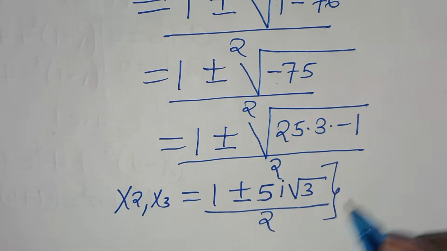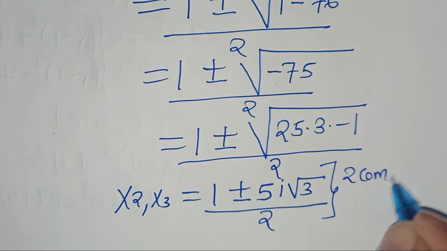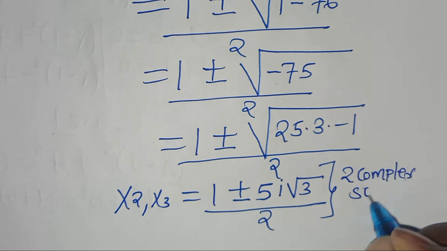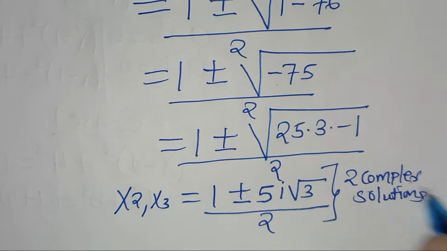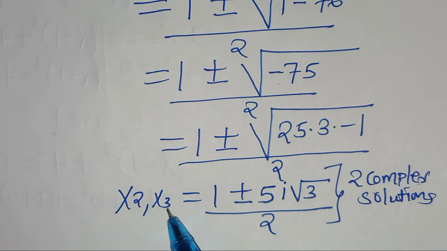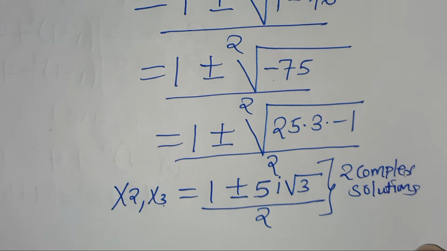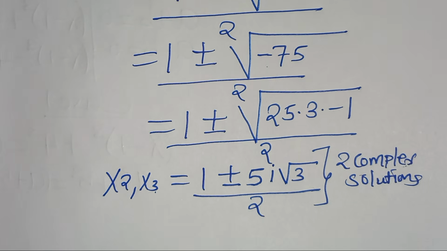So these are two complex solutions. These are two complex solutions under case 1. So x2 and x3, these are two complex solutions. Now let's proceed to case 2 from here.